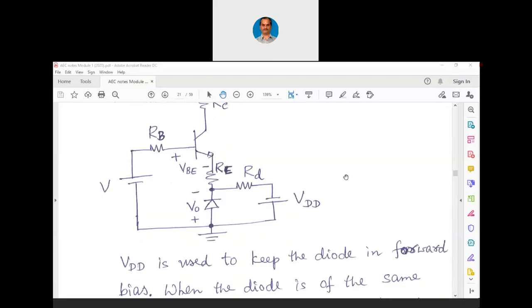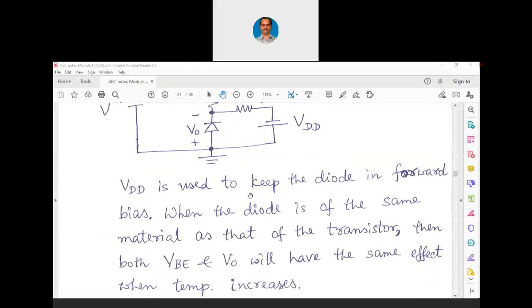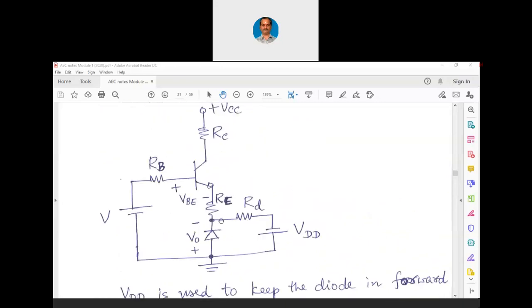So let me come to the application of KVL now for this given circuitry. Whatever I have told you, again I have mentioned it here. VDD is used to keep the diode in forward bias. When the diode is of the same material as that of the transistor, then both VBE and V0 will have the same effect when temperature increases. This is very important. Diode as well as the transistor must be of the same material. Means if this is silicon, this also has to be silicon only. And the doping of this silicon and this silicon must be same. Only then VBE and V0 will be equal.